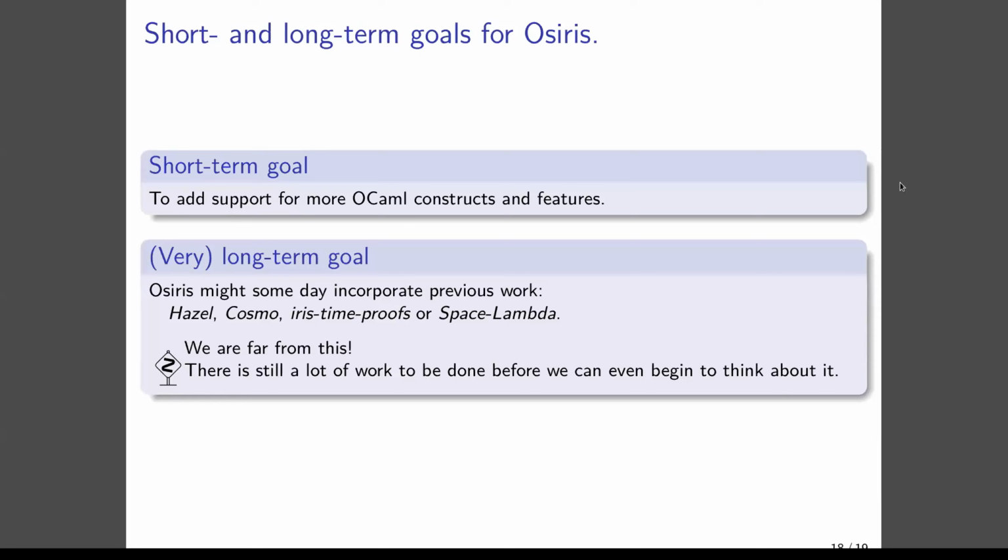So currently, the project supports a fragment of OCaml, containing several features, but not all of them. So we would like to add support for more OCaml constructs and features. And the very, very long-term goal would be someday to incorporate previous work to reason on these very difficult OCaml features, such as effects or garbage collection and so on, which have already been tackled by other projects using Iris. But this is not possible currently in our project. So we'd like to do this, but this is a very long-term goal. We are definitely not close to performing such tasks.